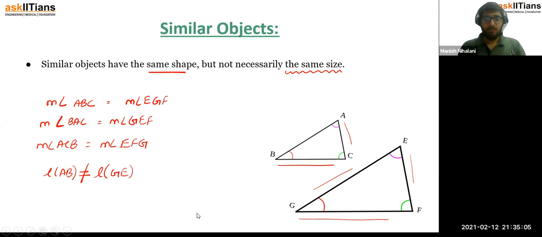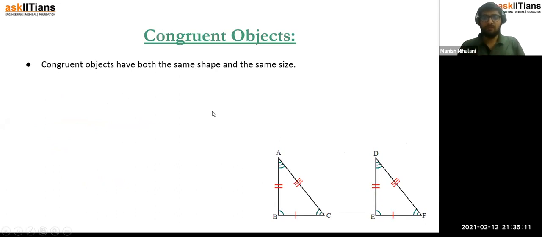Now we would also be talking about congruent objects, right? Congruent objects have both the same shape and the same size. Now you can clearly see triangle ABC and triangle DEF. You can clearly see that the length of AB is equal to the length of DE here, right?